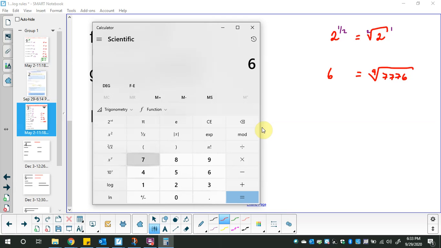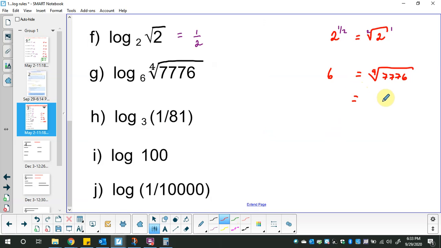So we have to figure out, is 7776 made up of a bunch of 6s? So 6 to the exponent 3, too low. 6 to the exponent 4, too low. 6 to the exponent 5. Bingo! This is not an accident. So now I can say that this is 6 to the 5.